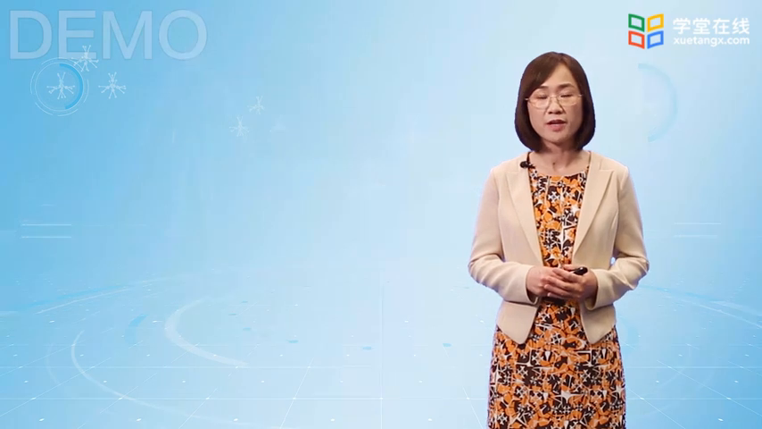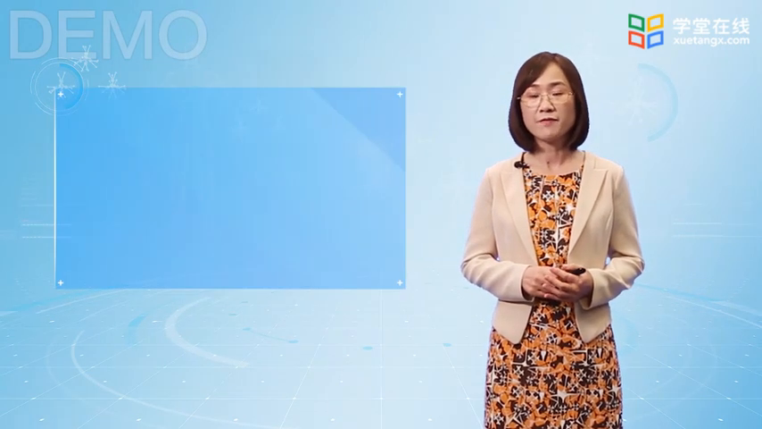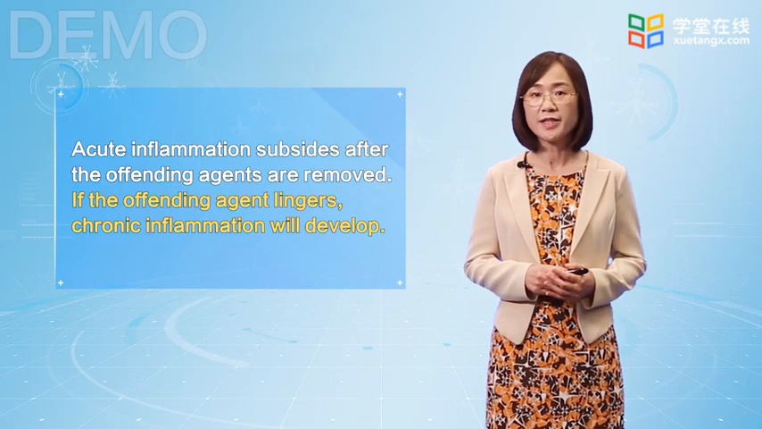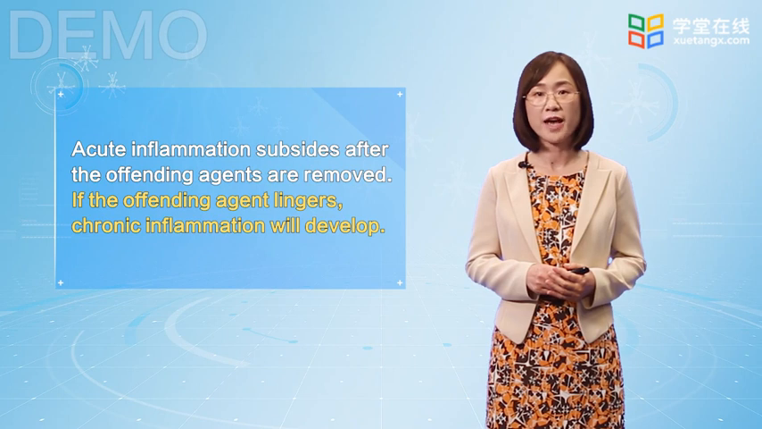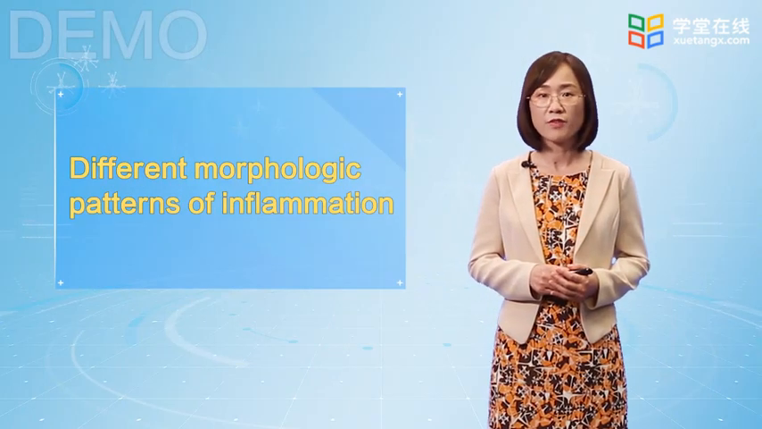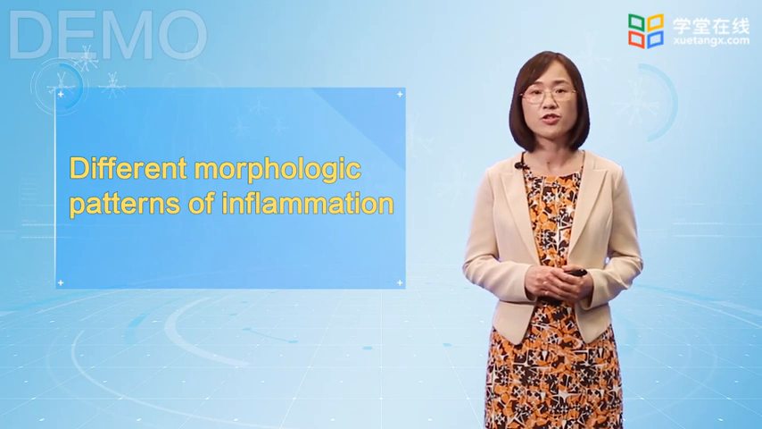We have talked about the process of acute inflammation through 3 sessions. Acute inflammation subsides after the offending agents are removed. If the offending agent lingers, chronic inflammation will develop. Next time, we'll talk about different morphological patterns of inflammation.